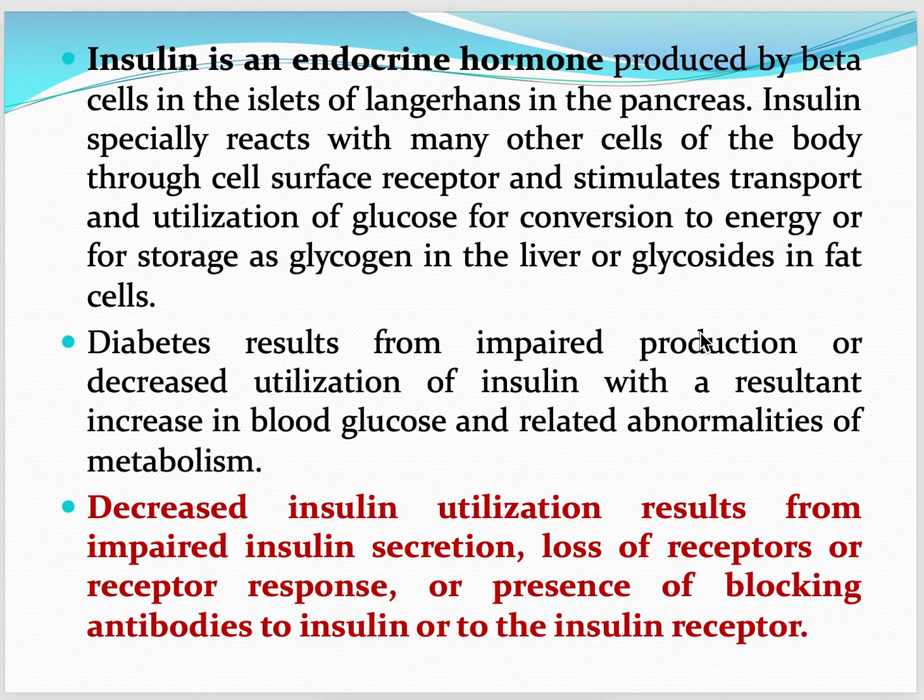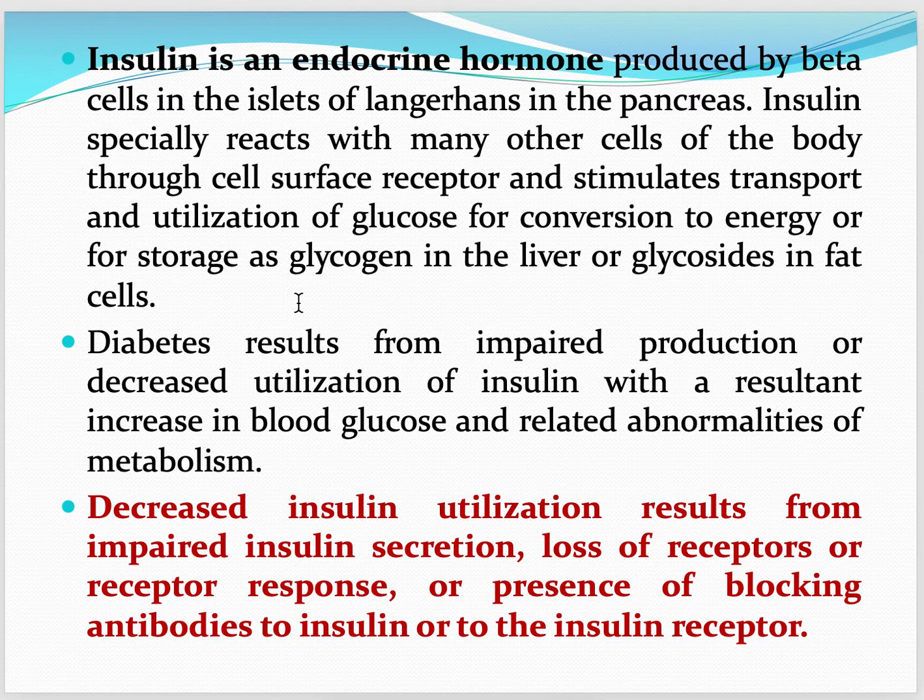Insulin is an endocrine hormone which is produced by the beta cells in the islets of Langerhans in the pancreas. Many of our body cells have receptors for the insulin. So insulin can bind with these cells, and they can stimulate transport and utilization of glucose in the blood. This glucose is then converted into energy, or stored as glycogen in the liver, or glycosides in fat cells.